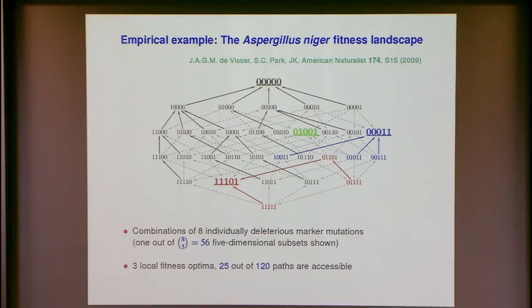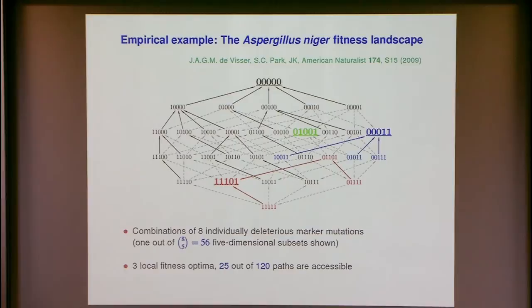And so here you have these 32 different combinations. This is the fivefold mutant. And the arrows always point in the direction of increasing fitness. And so you see, for example, here there are three local maxima where all the arrows are pointing inward. And if you count how many of the paths from here to there are accessible, so there are altogether 5 factorial or 120, you'll find that 25 are accessible and the others are not.